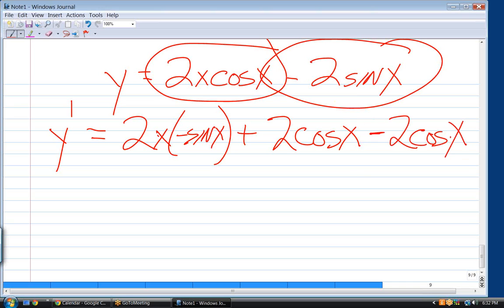In other words, if one of the things being multiplied is just a number, you don't have to use the product rule. The derivative of 2 sine x is 2 cosine x. Okay? And now, of course, that cancels with that, and you're left with minus 2x sine x.